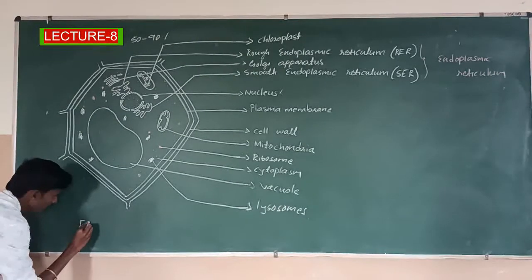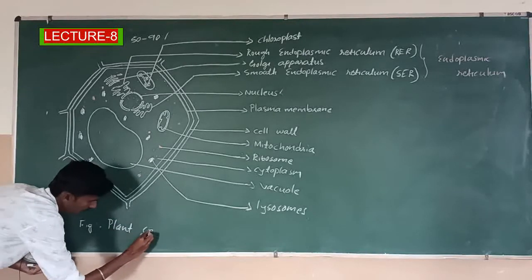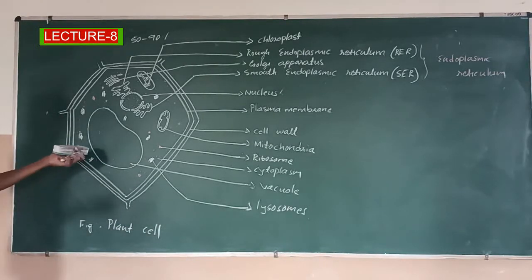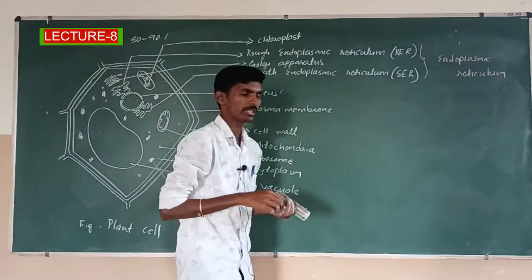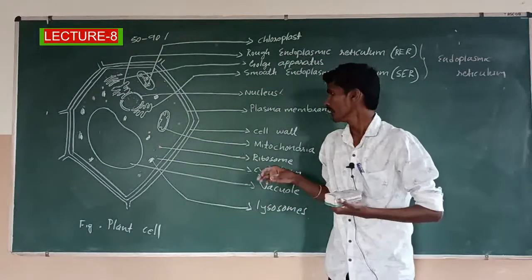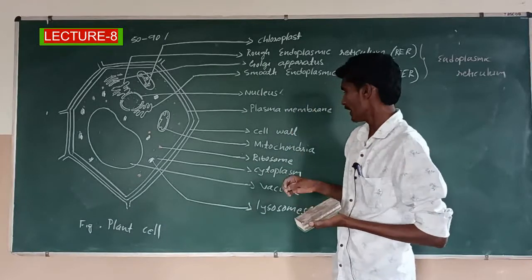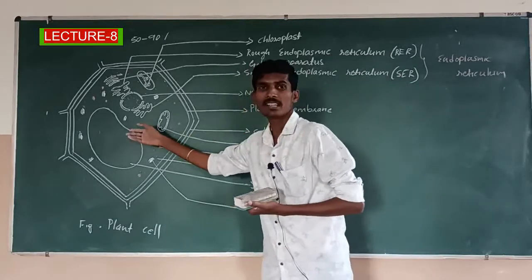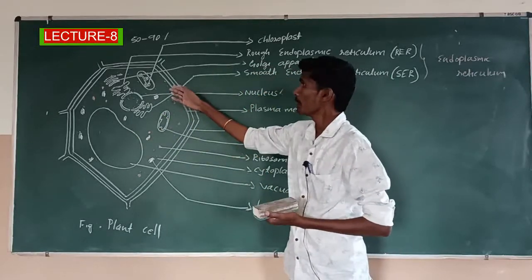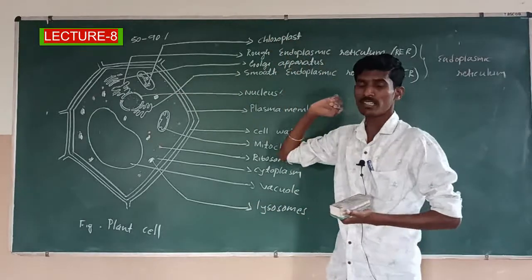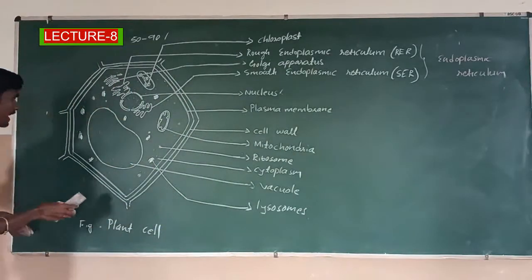Figure name, it's a plant cell. This is a vacuole, and the main difference between the plant cell and the animal cell is that in the plant cell, the cell wall is present. In the animal cell, the cell wall is absent. In the plant cell the vacuole is larger in size. In the animal cell it is smaller. In a plant cell the chloroplast is present. In the animal cell the chloroplast is absent.